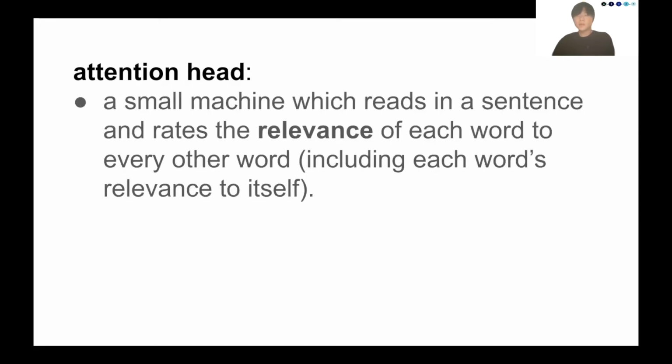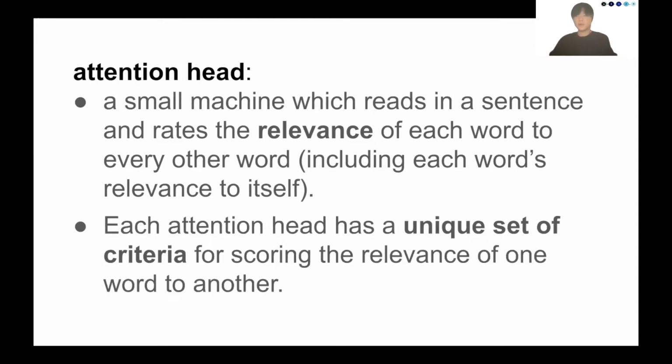For our purposes, we can start by imagining an attention head as a small machine that reads in a sentence and rates the relevance of each word in that sentence to every other word, including each word's relevance to itself. But in terms of deciding what about a word is relevant to other words, each attention head actually uses its own unique criteria, and so two different attention heads will often score the same words quite differently.